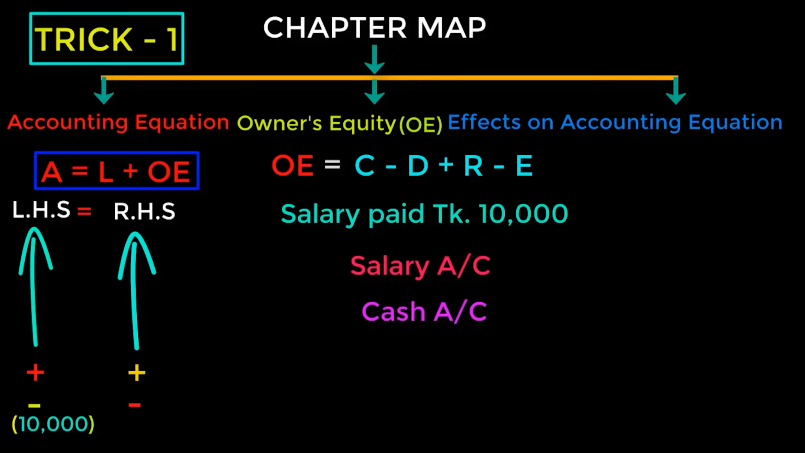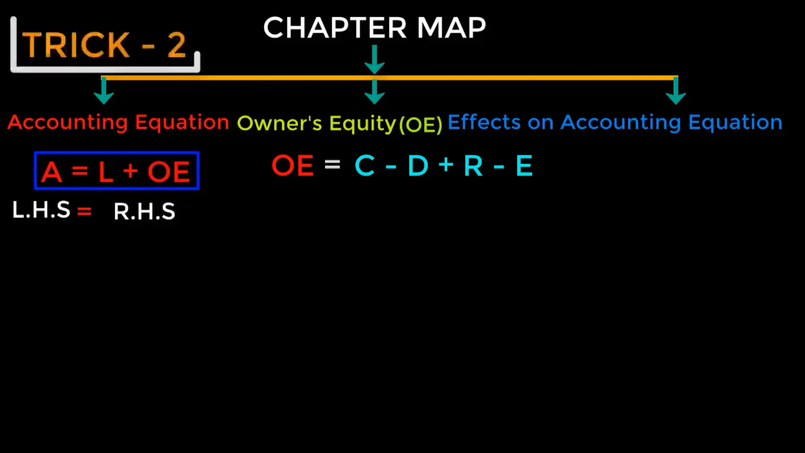As we have got minus here in this left hand side, then automatically this right hand side will be minus. Salary is the element of this OE, so we can write here 10,000 taka within a bracket. Do you understand? Now we will learn trick 2.